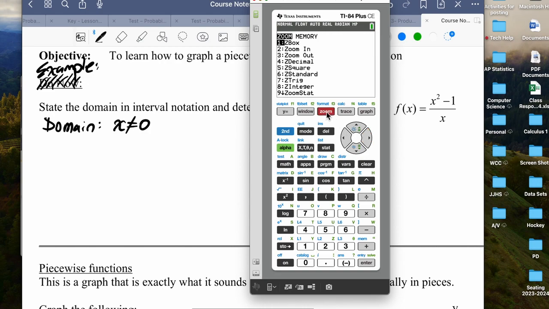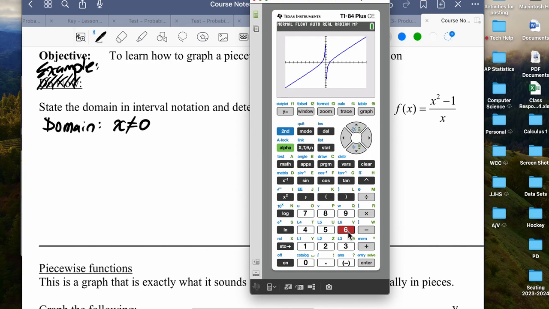But zoom 6 is zoom standard. Not really sure why it's not zoom 1. Like, it should be the first thing that we do. Sorry. I'm an elbow flailer kind of person, so that might happen sometimes. So you could hit the number 6, or you could just toggle down to 6 and hit enter.